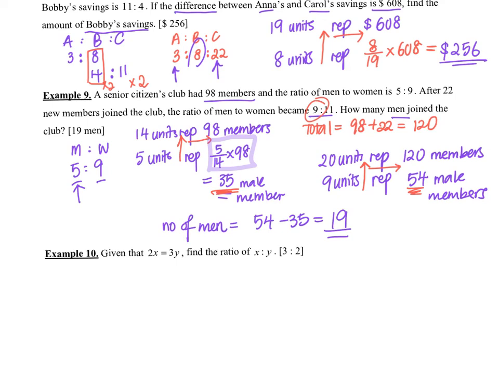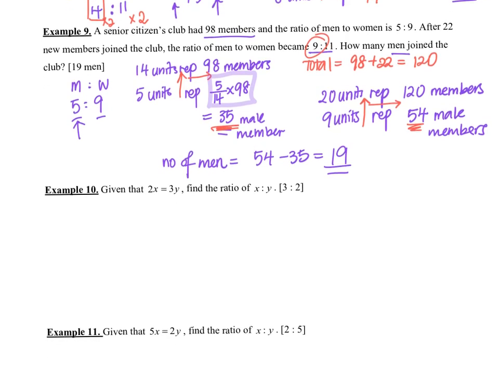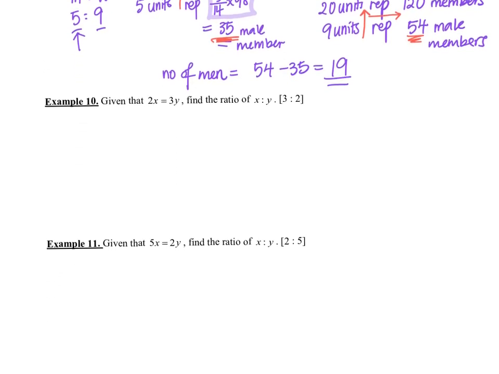Okay, I'll go through the last example for the day before I leave you to do the working for the rest of the answers. So now example number 10. Given that 2x equals to 3y, find the ratio of x is to y. Now this one is shortcuts and conceptual understanding. So now what I'm going to do for you is I'm going to show you the conceptual understanding.